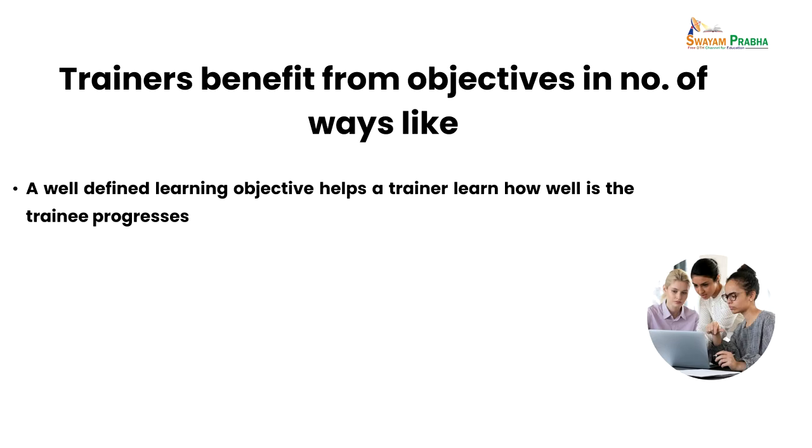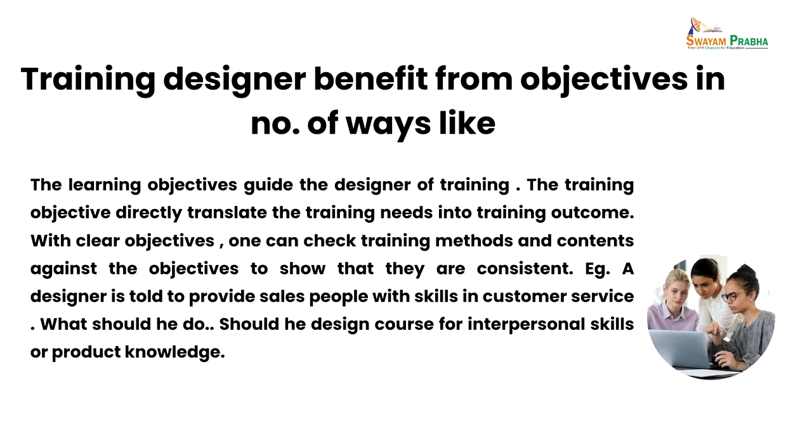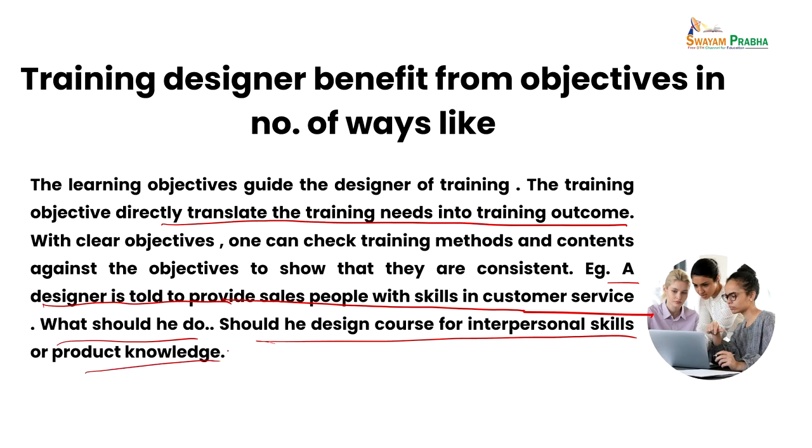Now, the trainers also benefit from the objectives in multiple, well-defined ways. The training designer is able to directly translate the training needs into the training outcomes and is able to understand things from a better perspective when he has the objectives in mind. For example, a training designer is told to provide salespeople with skills in customer service. What should he do? Should he design the course for interpersonal skills or product knowledge? Better knowledge of the training objective would facilitate the entire process in a better manner.